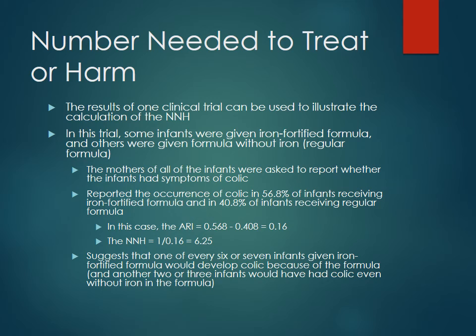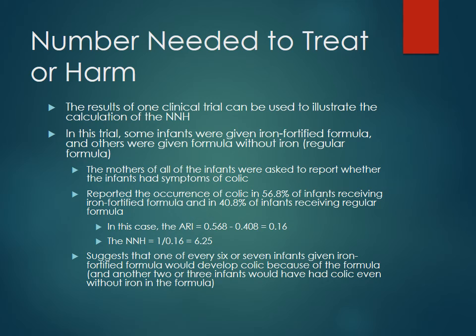So to get the absolute risk reduction or the risk increase, how would you calculate that? Just do the risk of one minus the risk of the other, right? So in this case, the iron-fortified formula risk was 0.568, right? So 0.568 minus 0.408, you end up getting 0.16. So we had an absolute risk increase of colic of 16%, right? If you were to take the reciprocal of that, you end up getting 6.25.